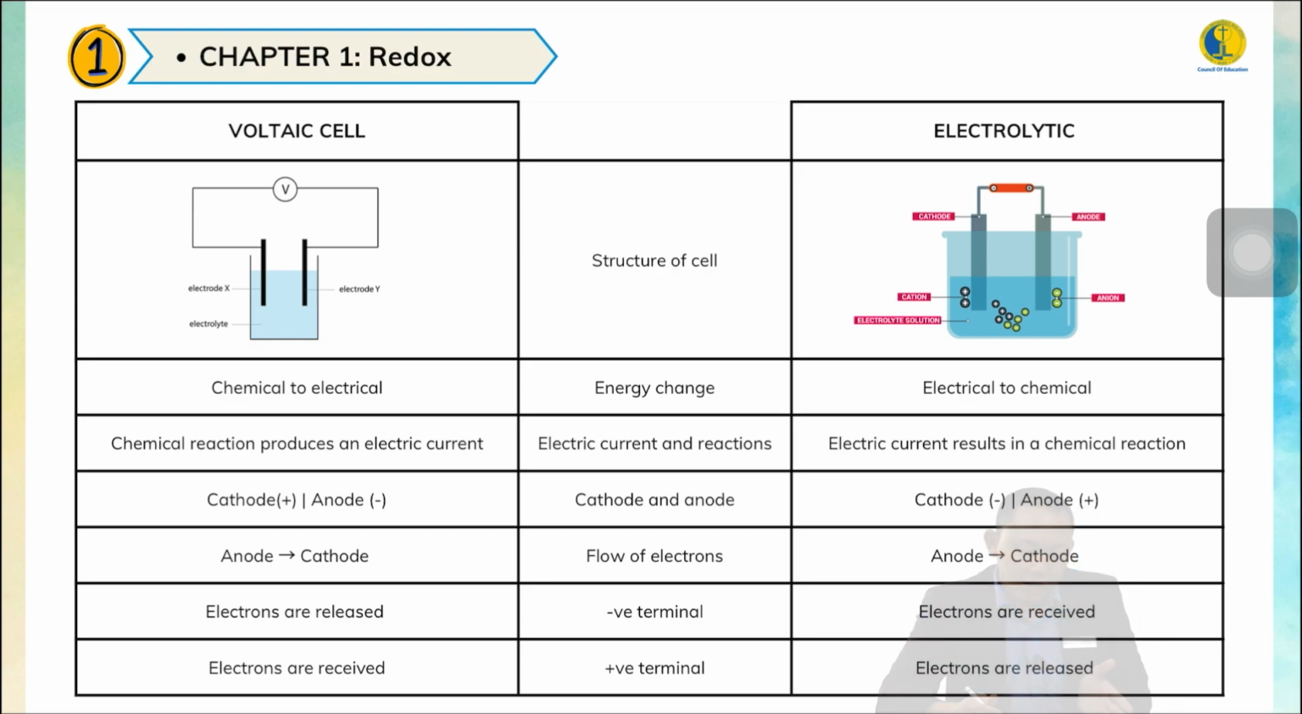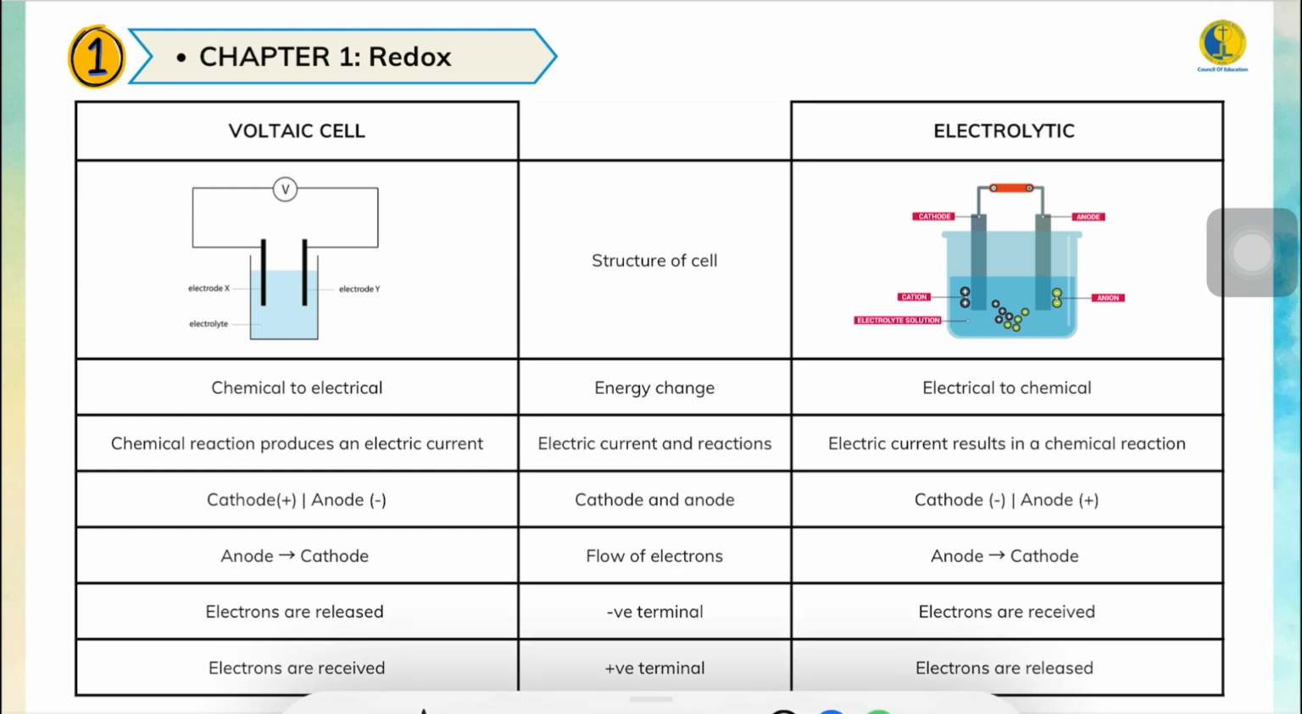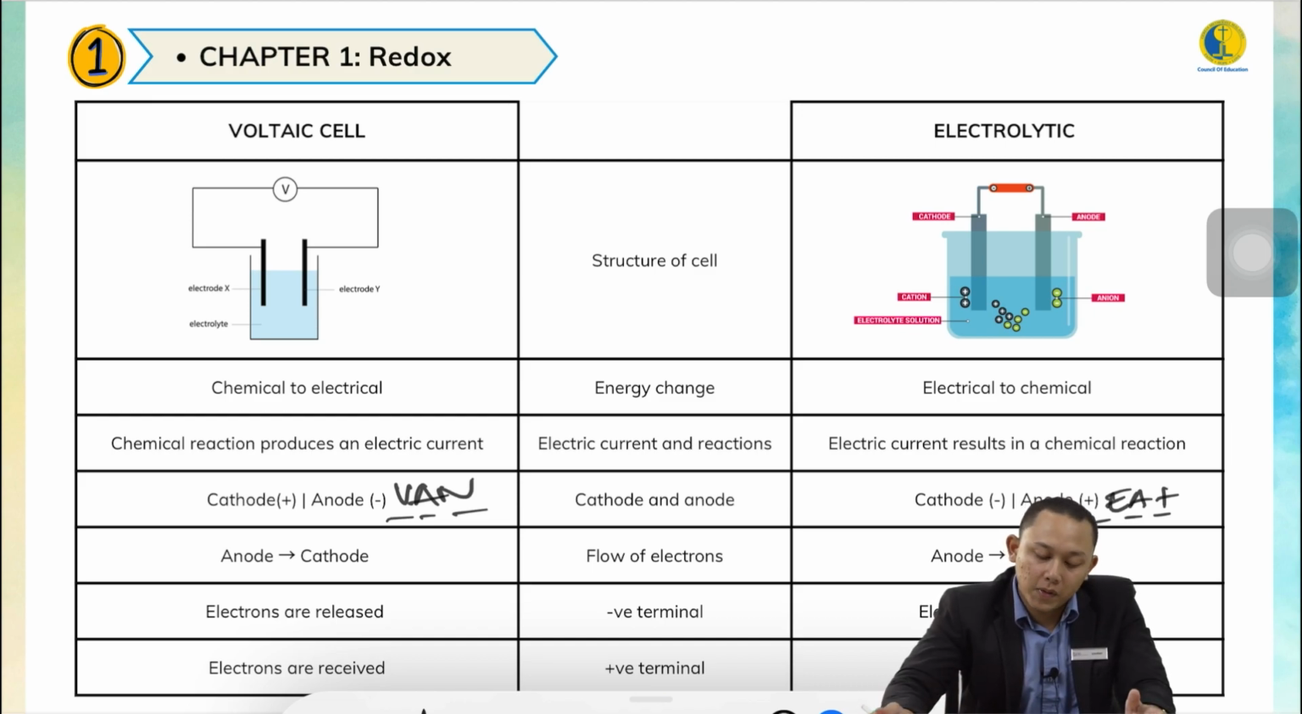For the cathode and anode, the cathode of the voltaic cell is the positive terminal and the anode is the negative terminal. There is one method to memorize this. For a voltaic cell, VAN: V stands for voltaic, A stands for anode, and N is for negative. But for the electrolytic cell, it is EAT: E is for electrolytic cell, A is for anode, T symbolizes the positive sign. So we know the anode for the electrolytic cell is the positive terminal.